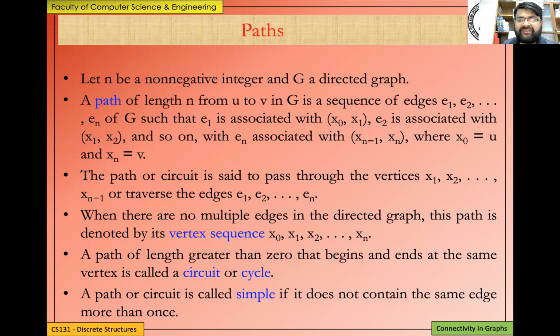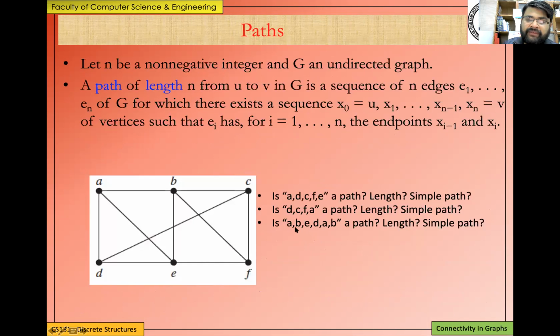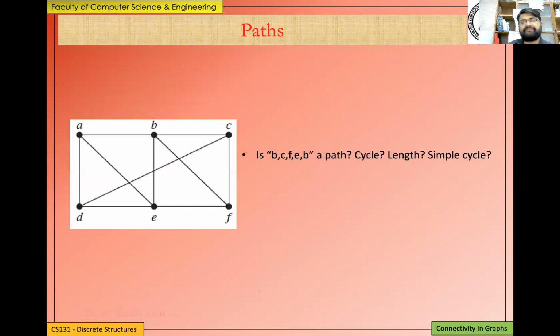A path or circuit is called simple. Remember, it is true for both path and circuit. A circuit is a closed circuit that starts and ends at the same point. A path, on the other hand, can be a circuit as well, but it may have different starting and ending points. So a path or circuit is called simple if it does not contain the same edge more than once. That was the exact reason why I said the last example here, A, B, E, D, A, B, was not simple, because the A, B edge was used twice, and that is now confirmed in this particular slide for paths.